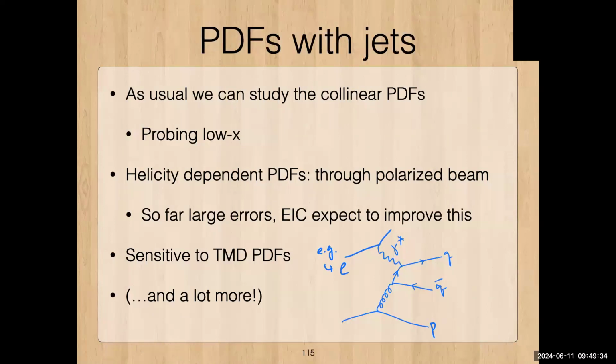And it's also important in studying PDFs. As usual, we have the collinear PDFs that we always talk about. But we can also do more. For example, we can study helicity dependent PDFs with it. So you have the polarized beams colliding, and then you can study helicity dependent things. And also the transverse momentum dependent things, and so on. There's a lot more, and I'm sure you hear a lot about these already. So let's leave it here.